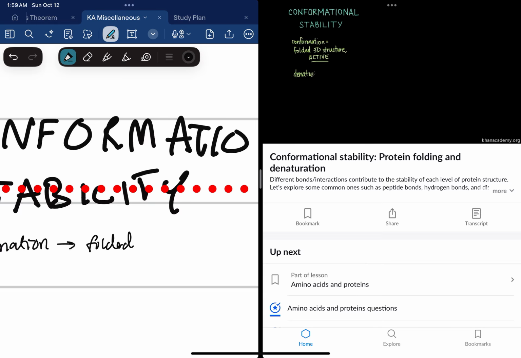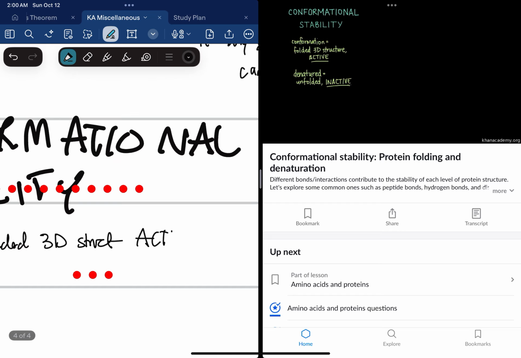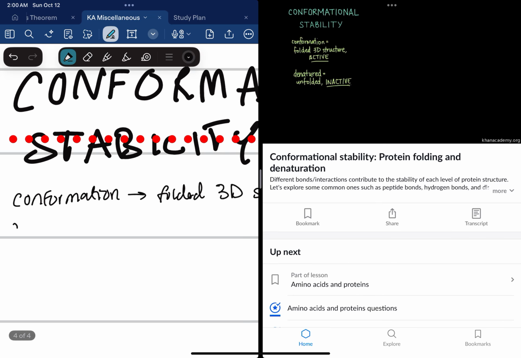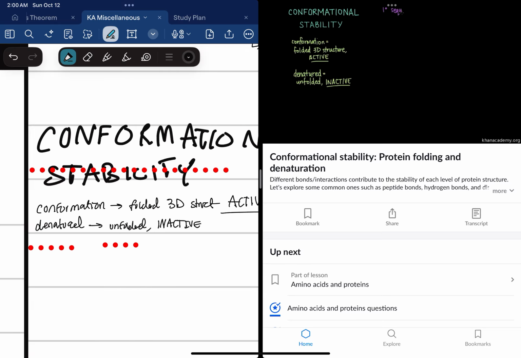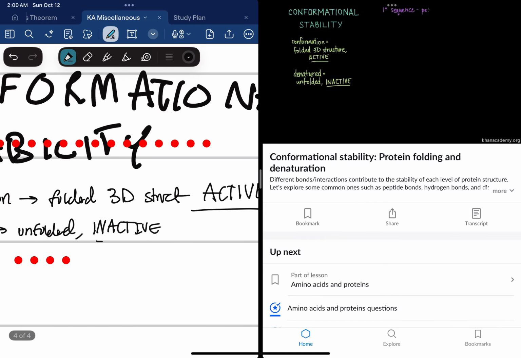And denatured proteins just refer to proteins that have become unfolded or inactive. So all conformational stability is really talking about are the various forces that help to keep a protein folded in the right way. And these various forces are the 4 different levels of protein structure. And we can review those briefly right here. So recall that the primary structure of a protein just refers to the actual sequence of amino acids in that protein. And this is determined by a protein's peptide bonds.